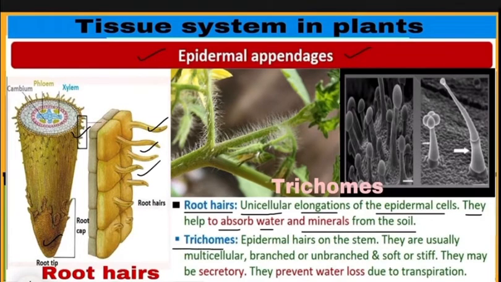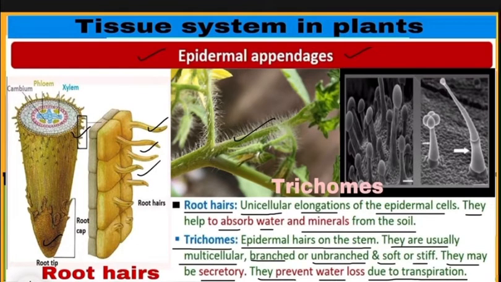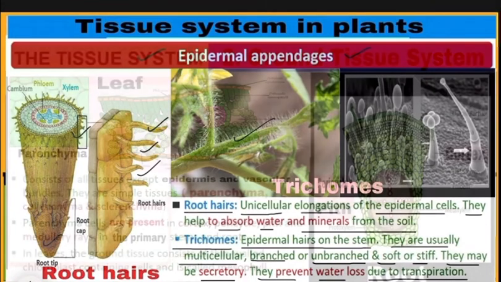Number 2 type, trichomes. These are trichomes. They are epidermal hairs on the stem. They are usually multicellular. They may be branched or unbranched. They may be soft or stiff and they may be secretory also. Sometimes they release some secretions, and also they help to prevent water loss due to transpiration.